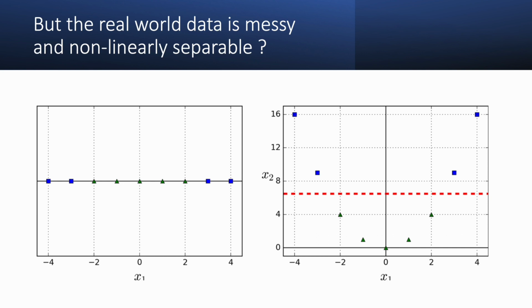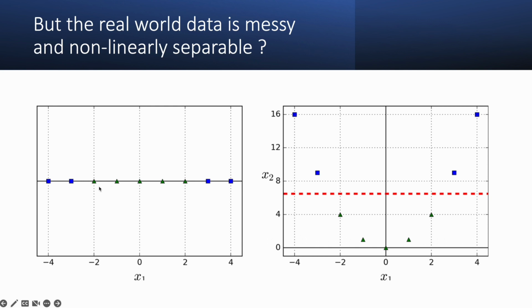So does support vector classifier work on that or doesn't it? Let's try to see it with an example. On the left side of the picture, we have a unidimensional, single line, binary classification. Only one feature is there, which is x1. We have a square, which is blue colored, and we have a triangle, which is green colored.